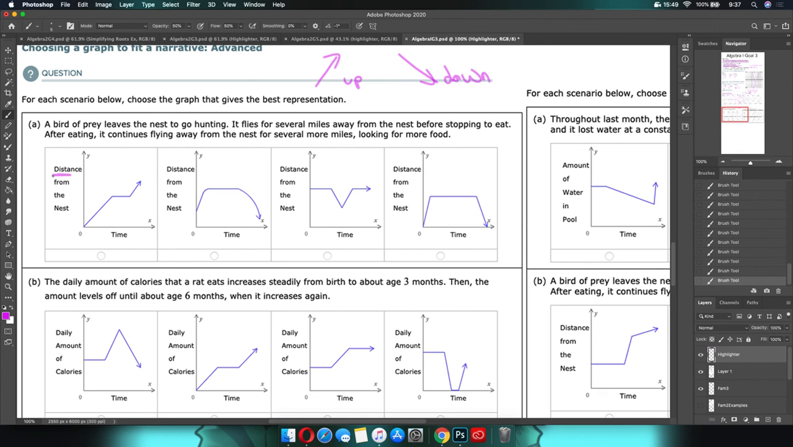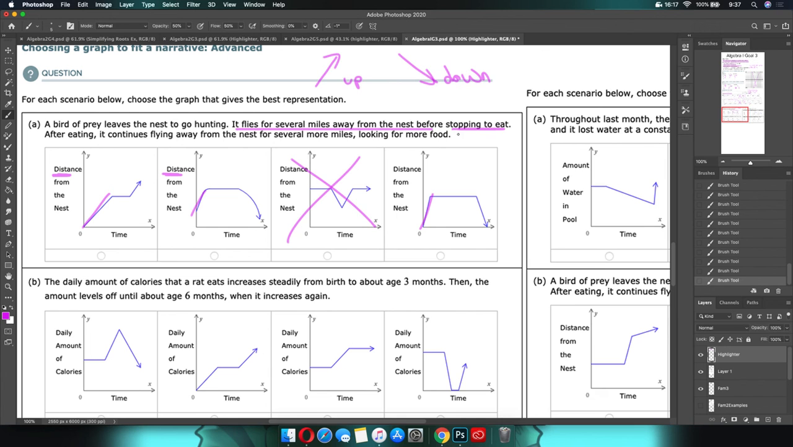And this is where your axis becomes the most important thing when you're going through this. So the bird leaves the nest to go hunting. It flies several miles away from the nest. Distance from the nest. So far we're good. So we're going to be going up. So let's see here. That's the only one that we can cross out, because that's going up, and then that's going up. Then it stops to eat.